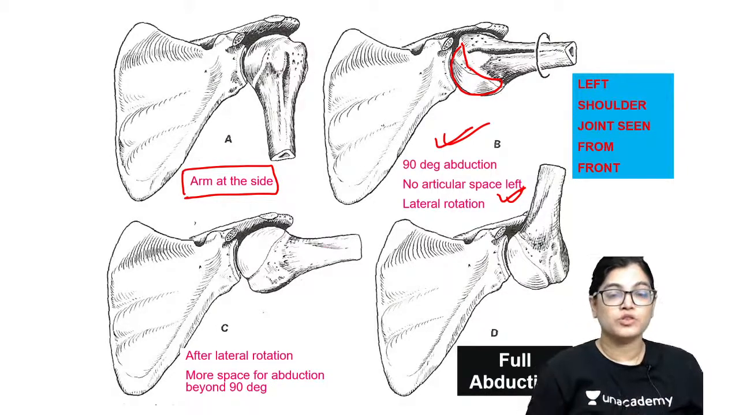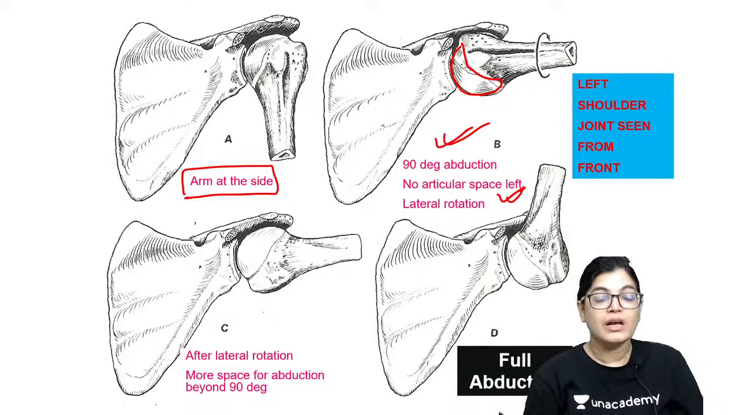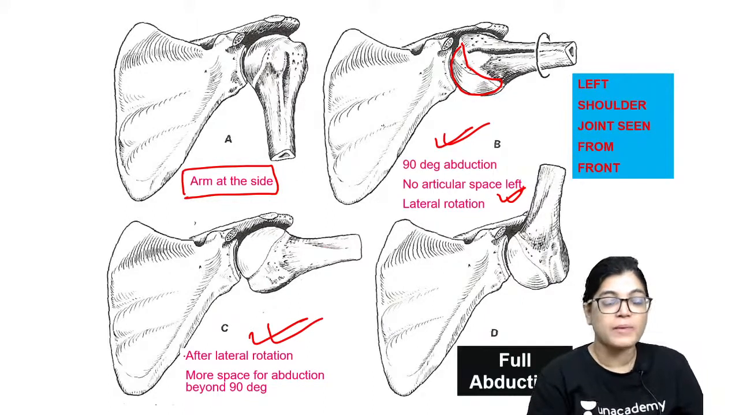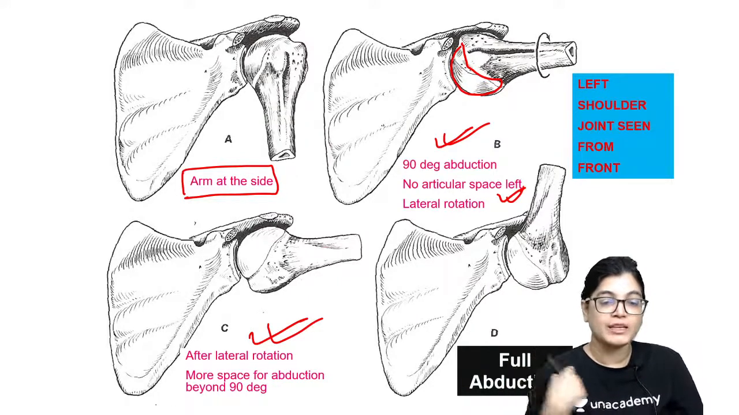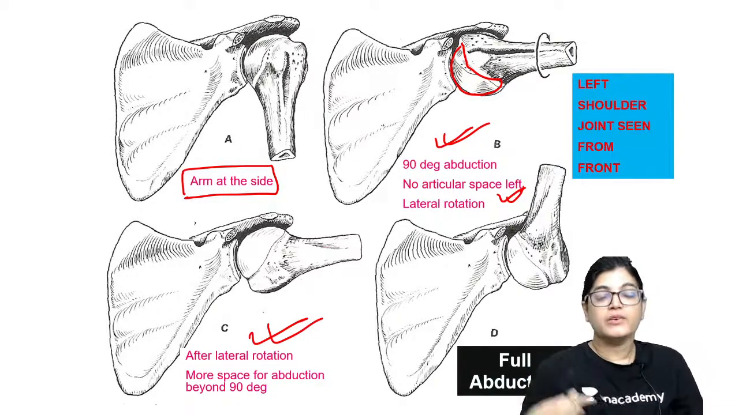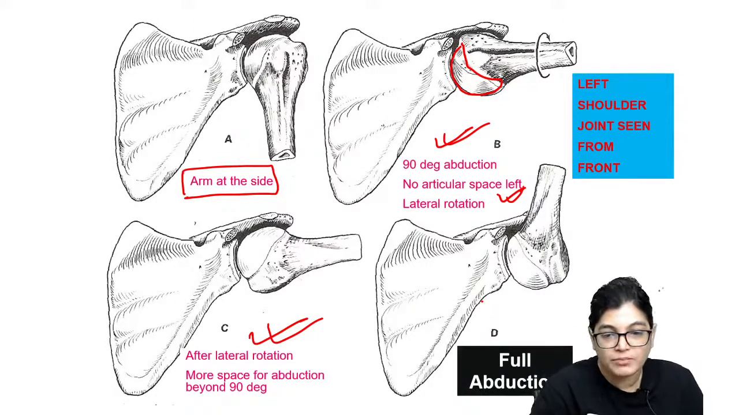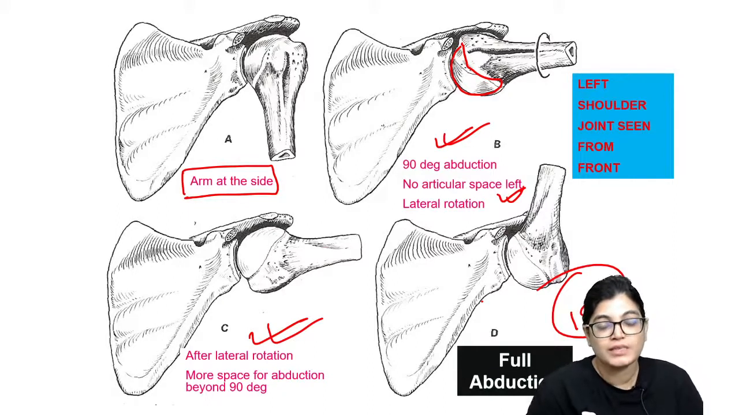So to move the shoulder joint further, what is required? Lateral rotation is required. After 90 degrees of abduction, the humerus is laterally rotated, and again space is formed and further abduction can be done. But after that, again there is no space, and after lateral rotation of the arm, the next movement is that the scapula moves forward. When the scapula moves forward, full 180 degrees of abduction is possible, as seen in the fourth diagram.